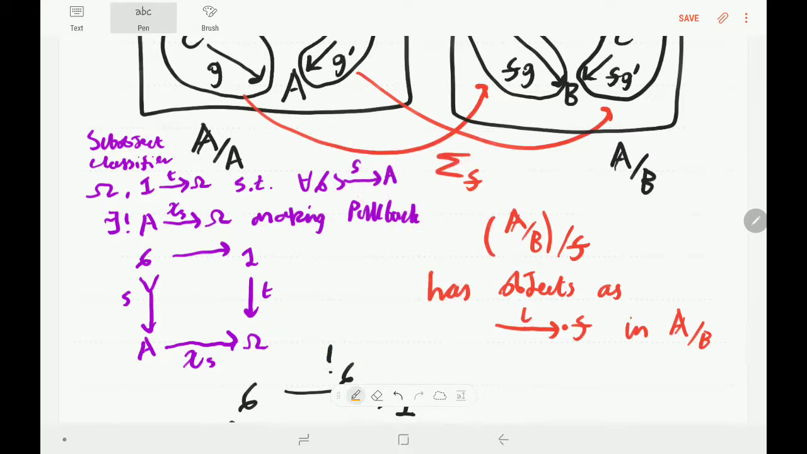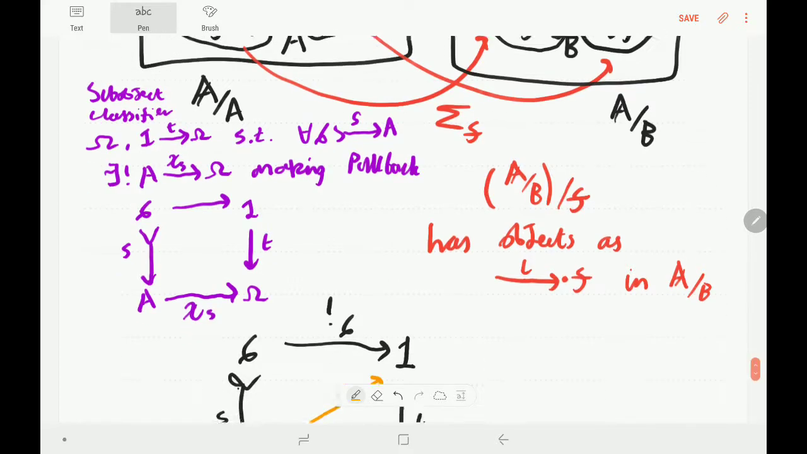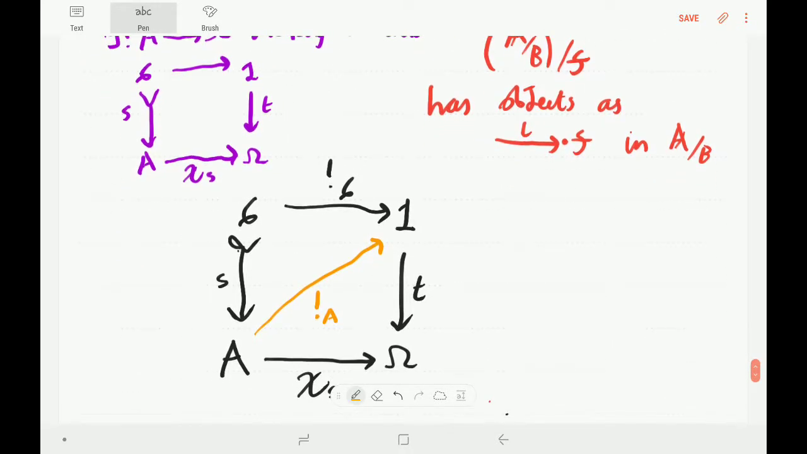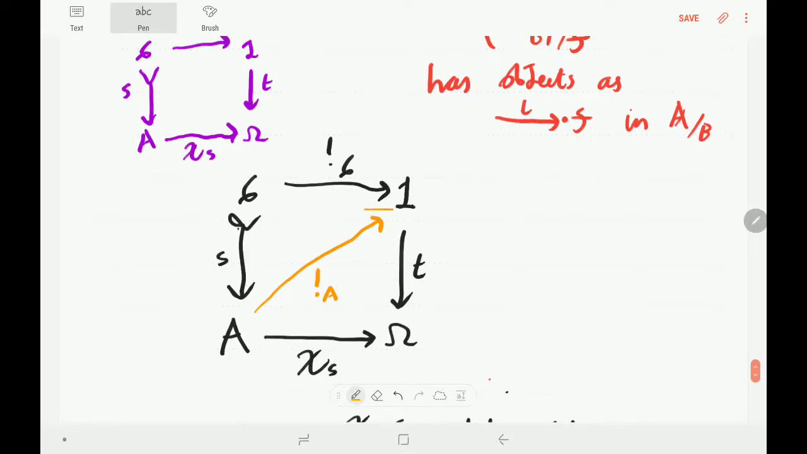Now, the critical thing about subobject classifiers, well, there's a couple of things. This is very important: when we have this kind of setup, so chi of S is the classifying arrow of this monic S, we actually have that S is the equalizer of chi of S and exclamation mark A, this unique arrow from A to the terminal object.